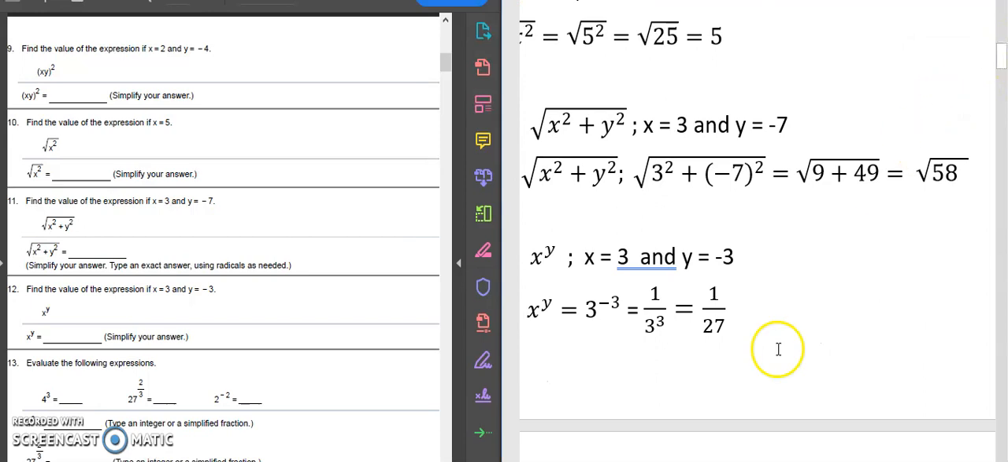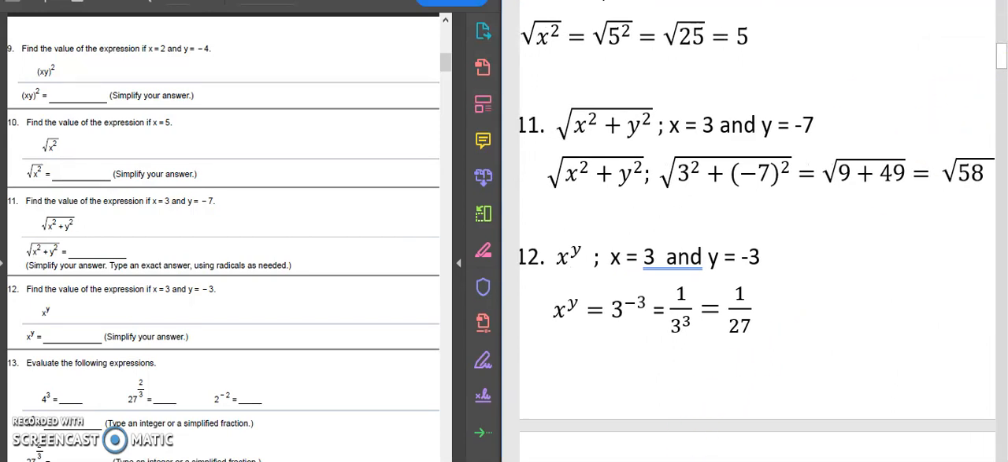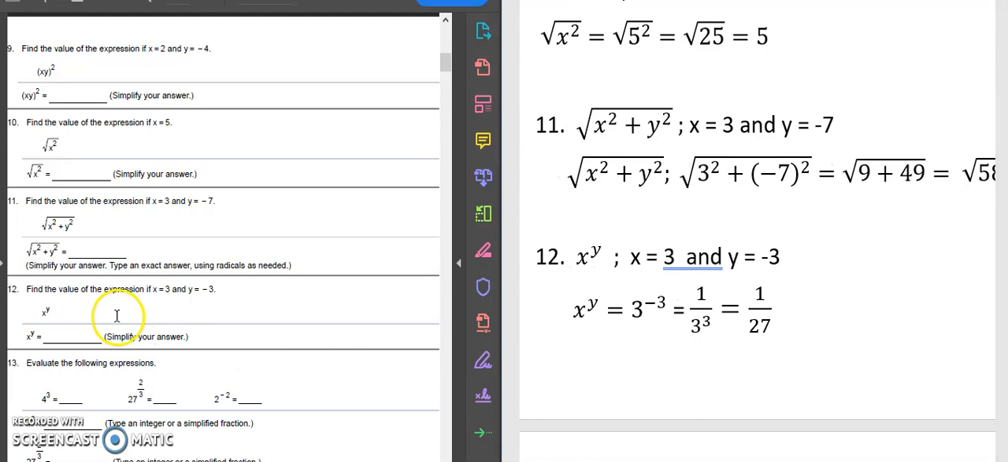Okay, next one, number 12, another substitution problem. We have x raised to the y, and we're plugging in x equals 3 and y equals -3. So we plug in 3 for x, which is our base. We plug in -3 for y, which is our exponent. We end up with 3 raised to the -3rd power. Once again, negative exponent, we change its position in the fraction. Now it's down here in the denominator, and we can simplify 3 to the 3rd power, which is 27.